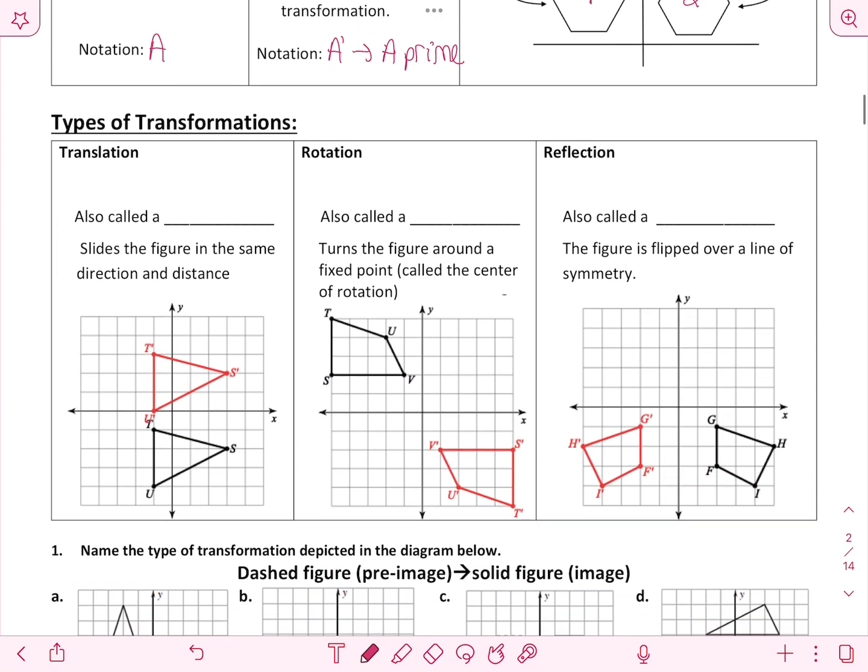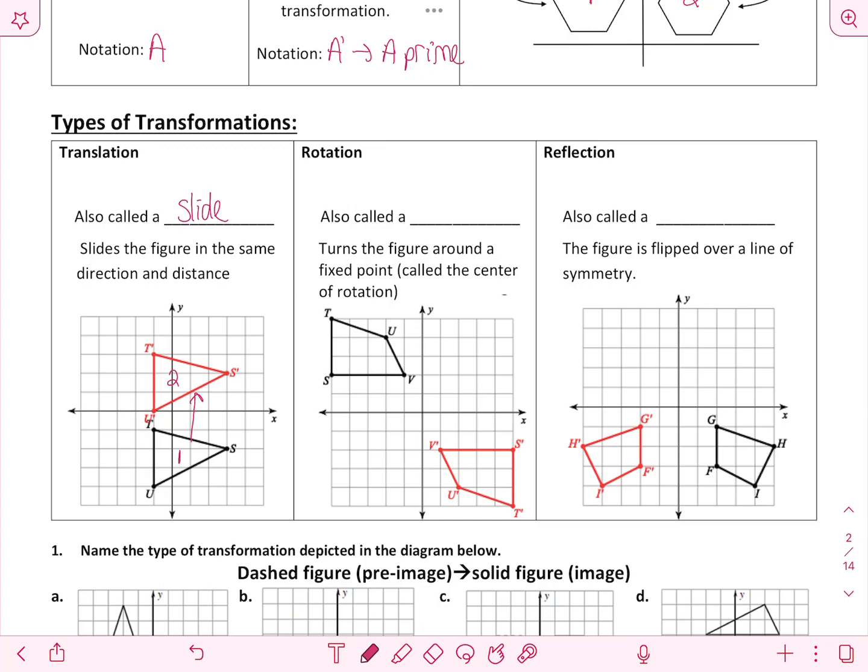Now there are three different transformations that we're going to look at. A translation, which we also call a slide, because that's the action that it does. If we look at this graph, we start here at the black image, TSU. We slid it up to T prime, S prime, U prime. That's how I know it was a slide, because everything remained in the same order, and it just shifted up, down, well, in this case, up.